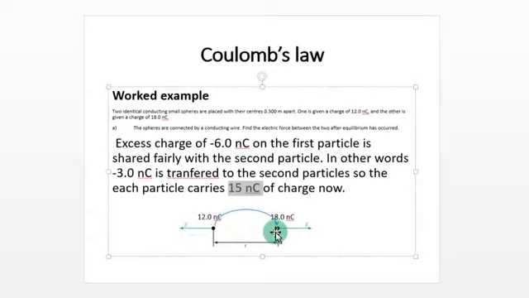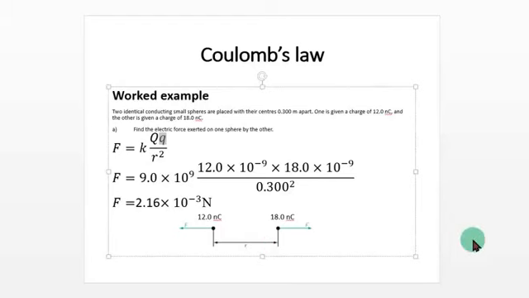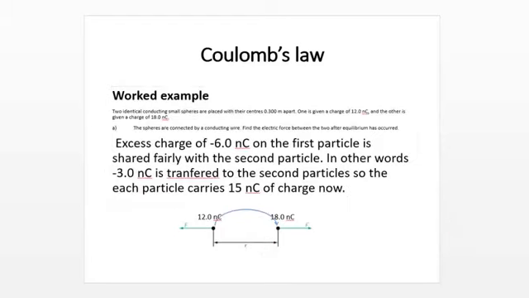You can now use Coulomb's law to find the electrostatic force of repulsion between them. They will still be repelling because this one will be 15 nanocoulomb, this one will also be 15 nanocoulomb. And you can strike the value itself. Okay.